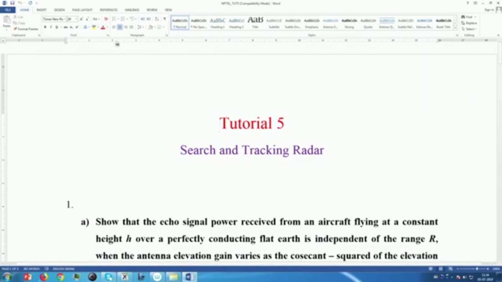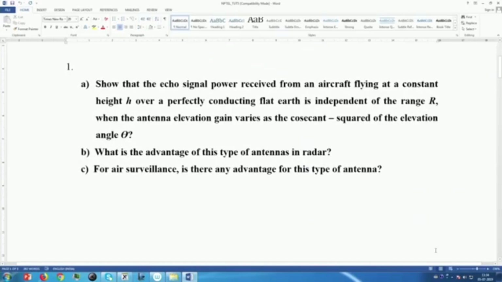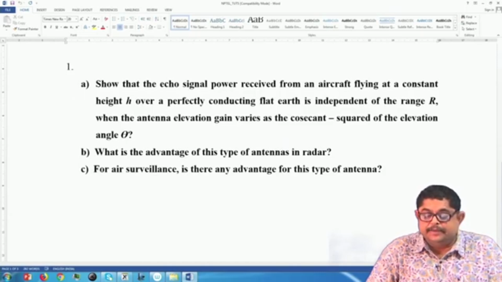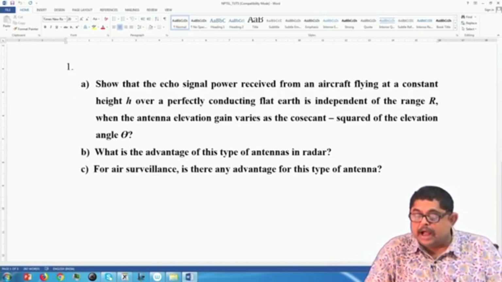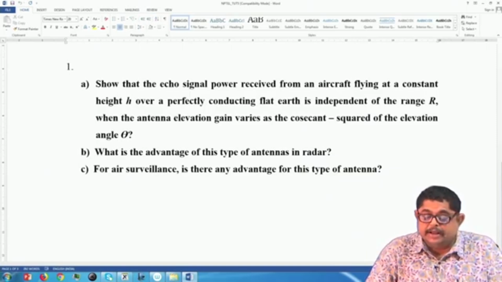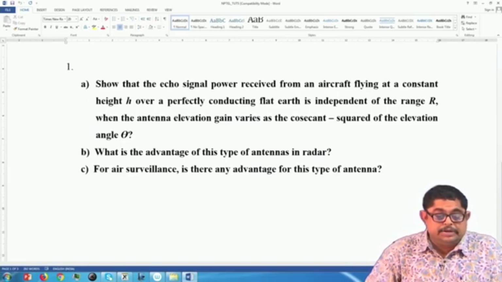The first thing is to show that the echo signal power received from an aircraft flying at a constant height h over a perfectly conducting flat earth is independent of the range r, when the antenna elevation gain varies as the cosecant squared of the elevation angle theta. Now, this is an important thing.